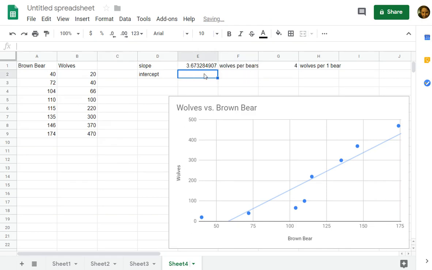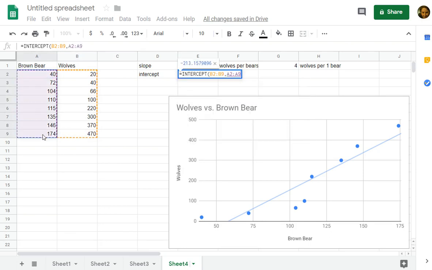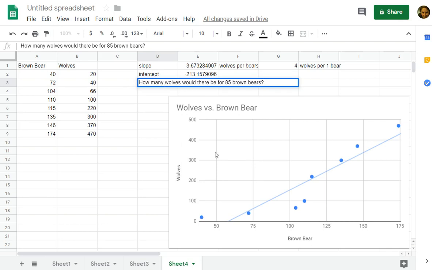Okay. And then my intercept, the formula here is also pretty straightforward. It's just intercept. And I'll put in my Y, comma, X. This doesn't have a whole lot of meaning on its own, but we do use it to make predictions. So let's say I wanted to know how many wolves would there be for 85 brown bears. Okay. I can look in my graph. It's somewhere around here, and it looks like it'd be close to 100.